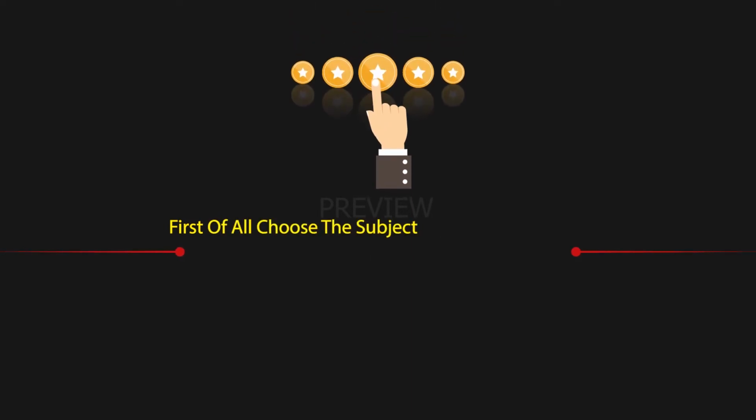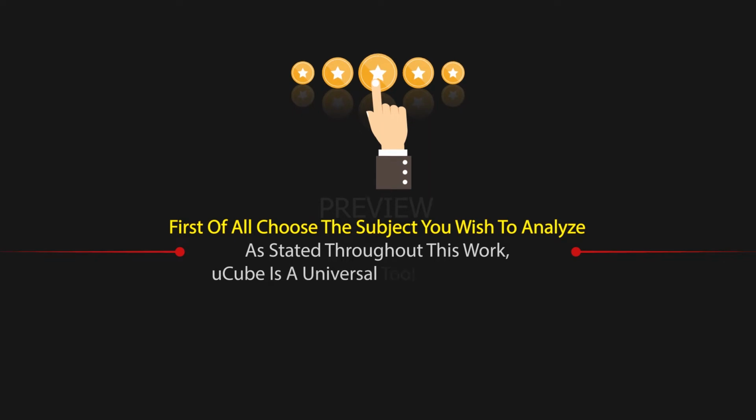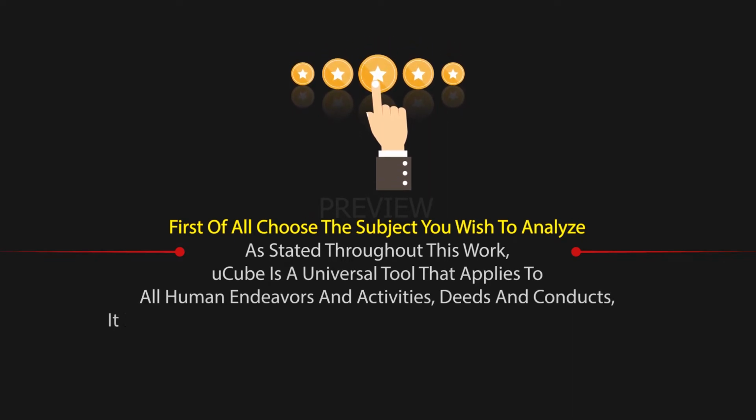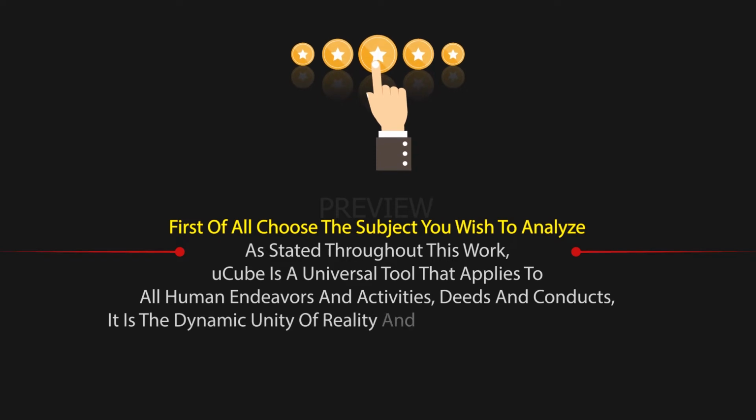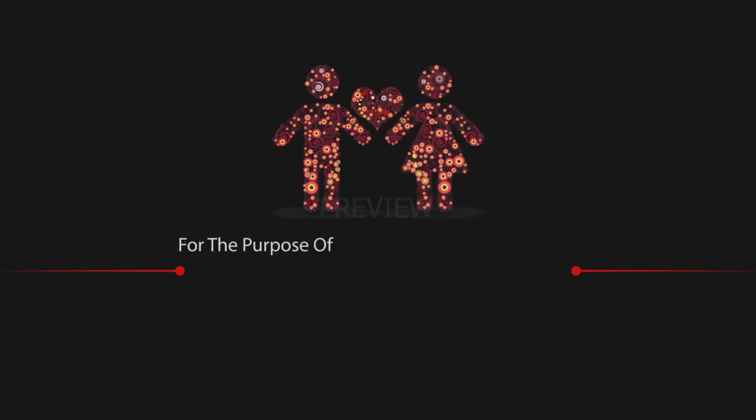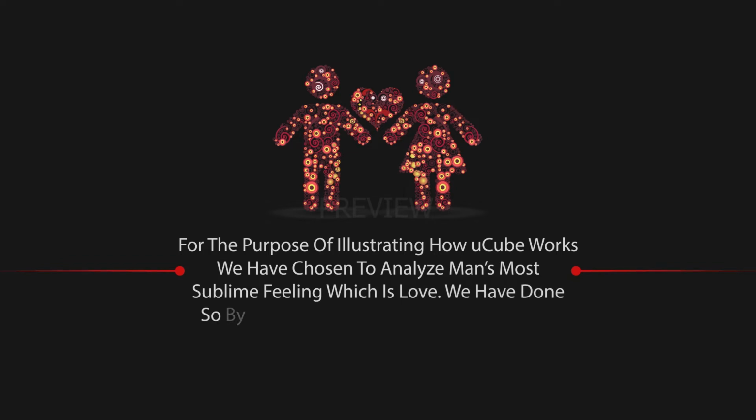Rule number 1. First of all, choose the subject you wish to analyze. As stated throughout this work, uCube is a universal tool that applies to all human endeavors and activities, deeds and conducts. It is the dynamic unity of reality and can be applied to anything. For the purpose of illustrating how uCube works, we have chosen to analyze man's most sublime feeling, which is love. We have done so by using the model of Robert Sternberg.